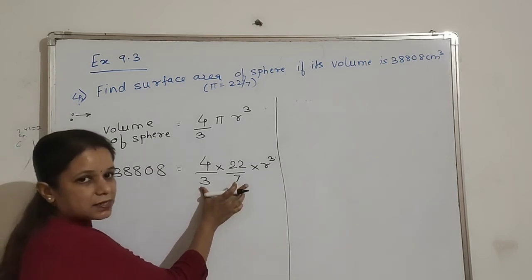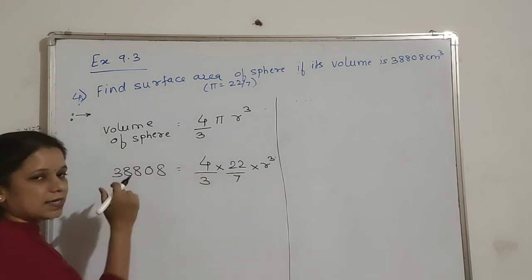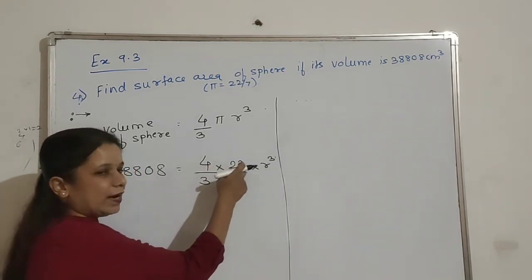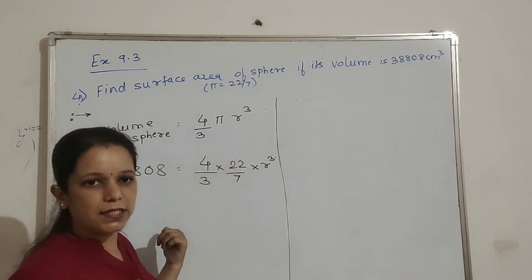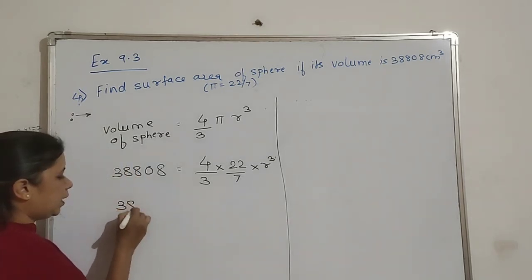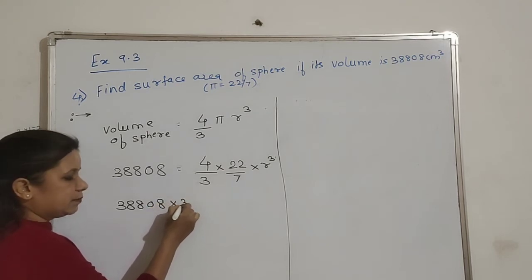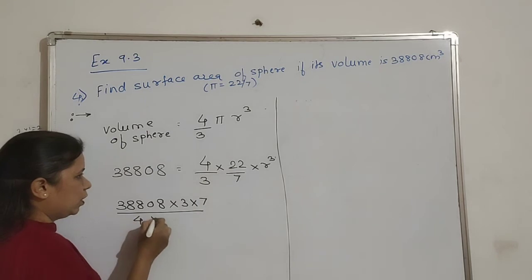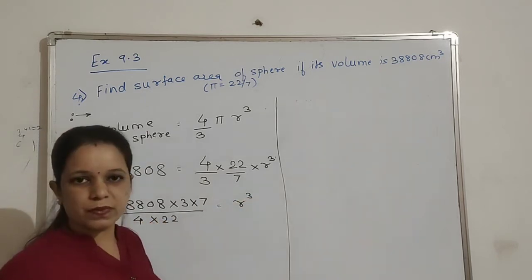This 3 and 7 which are in the denominator, when they change their side, they will go in the numerator. 4 and 22 which are in the numerator, when the side is changed, they will come in the denominator. So 38808 into 3 into 7 upon 4 into 22 is equal to r cube.